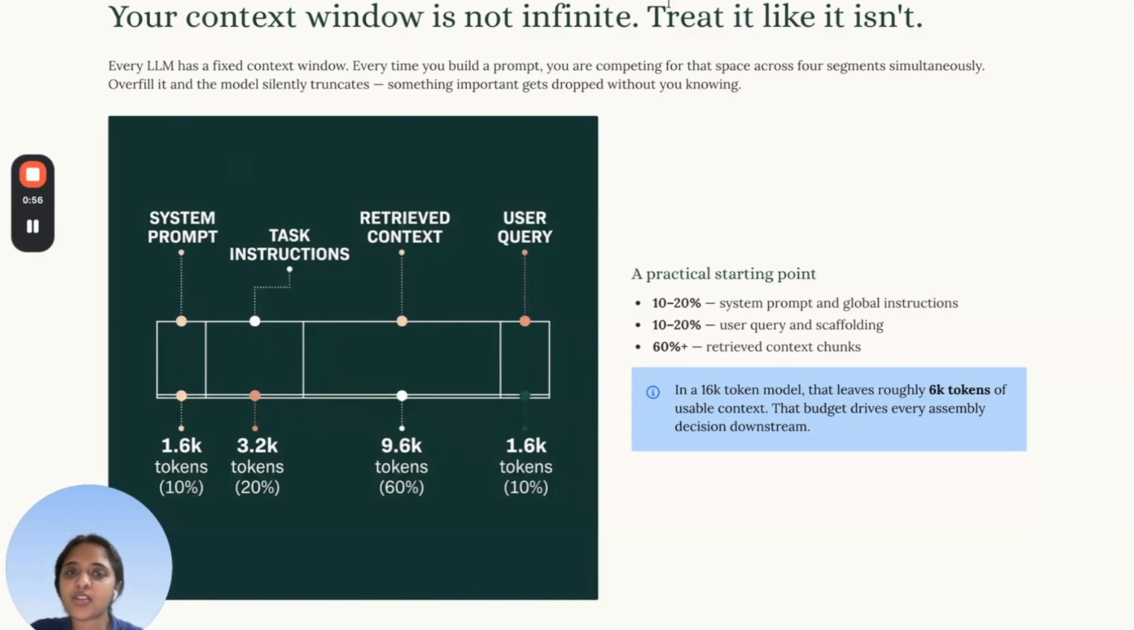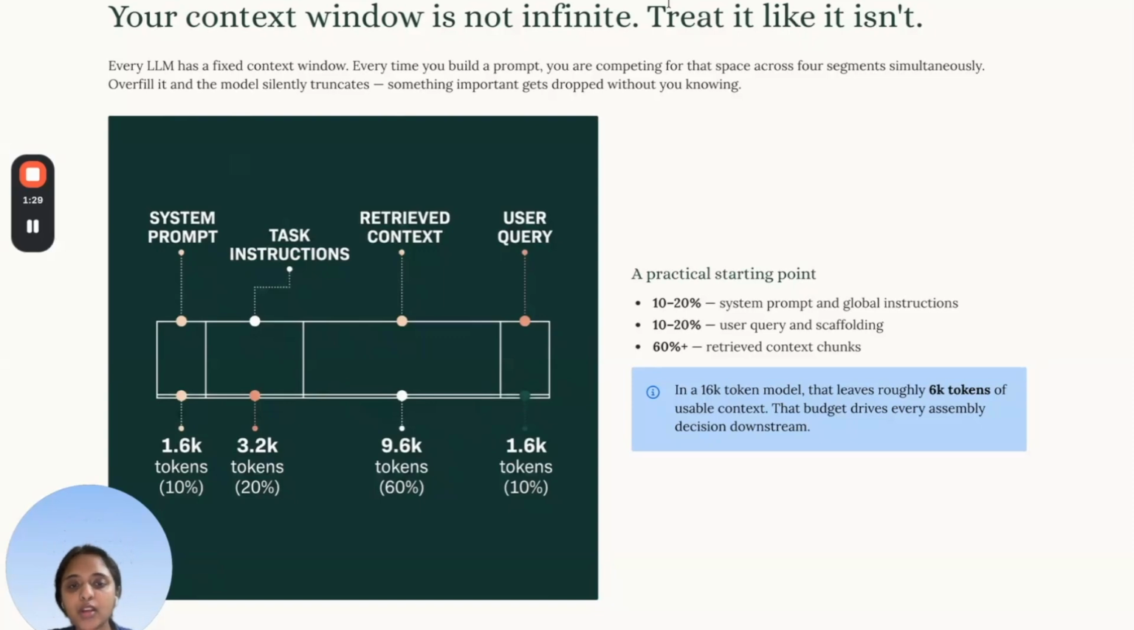Your context window is not infinite, so we should treat it like it isn't. So every LLM has a fixed context window. Every time we build a prompt, we are competing for this space. We need to include the system prompt, the task instructions, the retrieved context, and the user query in a single prompt. So it's important for us to see and manage how we are going to pass each one of them and how many tokens each one would certainly take.